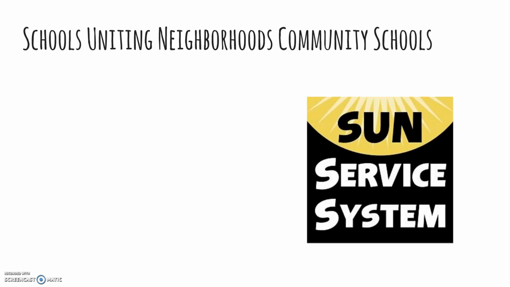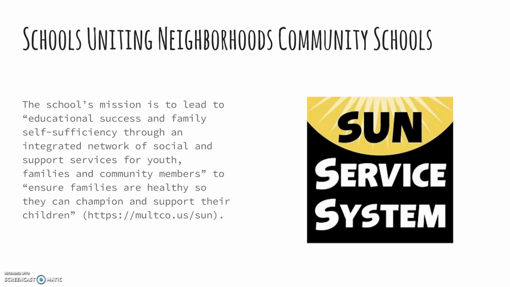So I looked around at a lot of community schools to try to give you a really good example. And my favorite one by far was Schools Uniting Neighborhoods Community Schools. These are in Oregon, and it's called the SUN, Schools Uniting Neighborhoods, SUN Service System. Their mission is to lead educational success and family self-sufficiency through an integrated network of social and support services for youth, families, and community members to ensure families are healthy so they can champion and support their children. And I just absolutely loved the last part of that mission statement. We're trying to integrate all of these supports so we can champion and support our children.